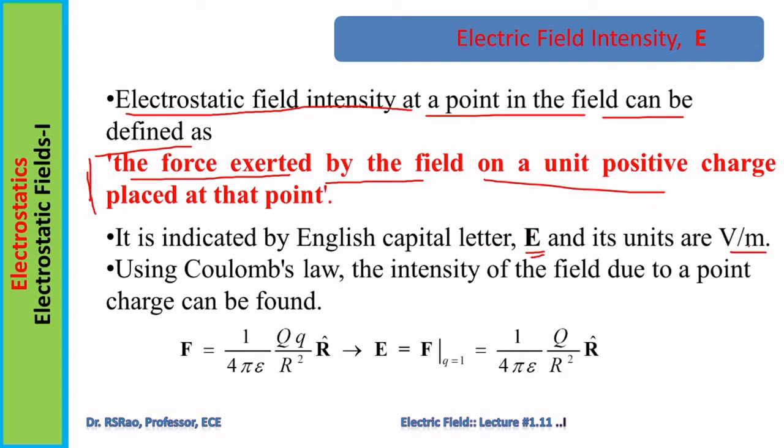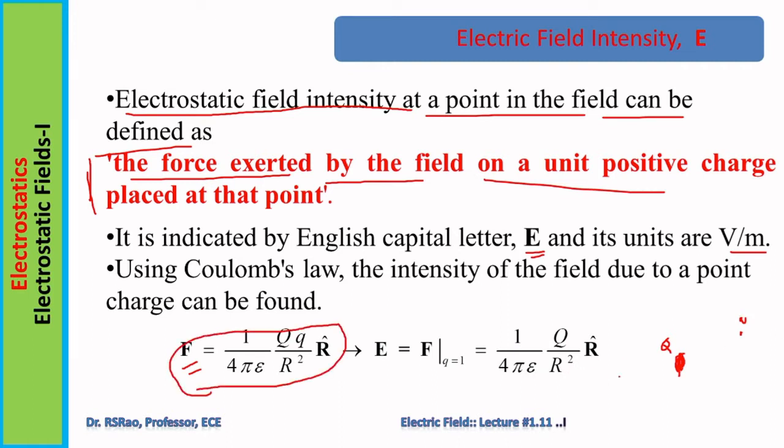Coulomb's law. Using Coulomb's law, it is possible to find field intensity due to a point charge. Force between two point charges is 1 by 4 pi epsilon, capital Q small q by r square, r cap. What it says is, let us suppose there is some point charge somewhere here, small size of charge, point charge. Let us call it capital Q. Another charge is there, small q. Coulomb's law says the force between them is given by this form.